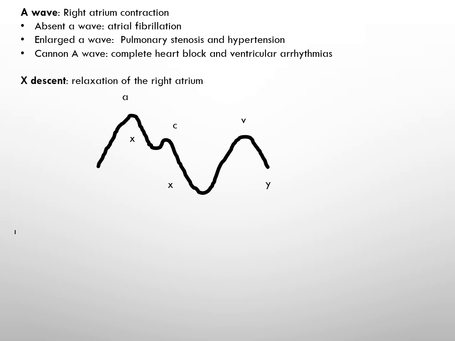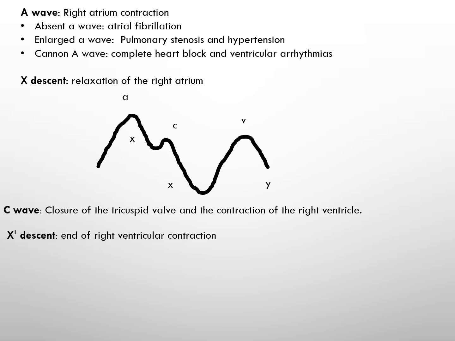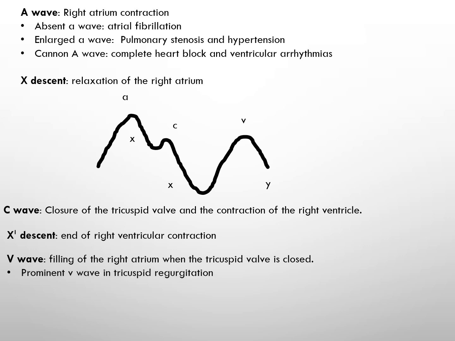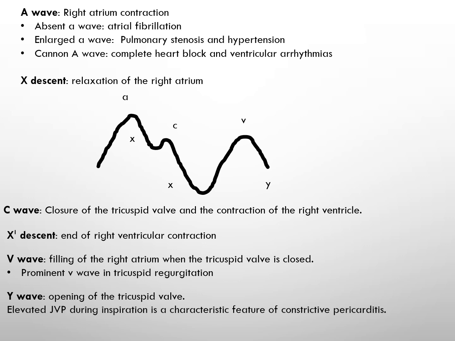The X descent indicates relaxation of the right atrium. The C wave shows closure of the tricuspid valve and the contraction of the right ventricle. The X prime descent indicates the end of right ventricular contraction. The V wave shows filling of the right atrium when the tricuspid valve is closed, and it is prominent in tricuspid regurgitation. The Y wave is the opening of the tricuspid valve. Elevated JVP during inspiration is a characteristic feature of constrictive pericarditis.